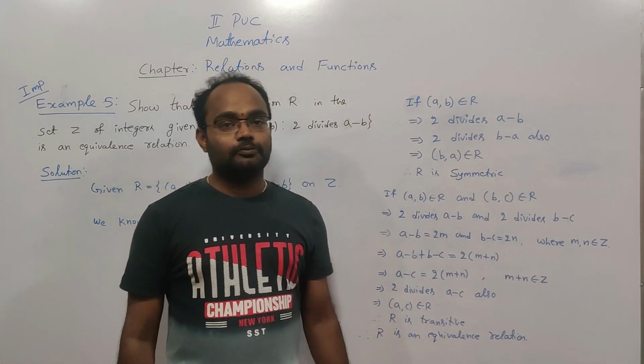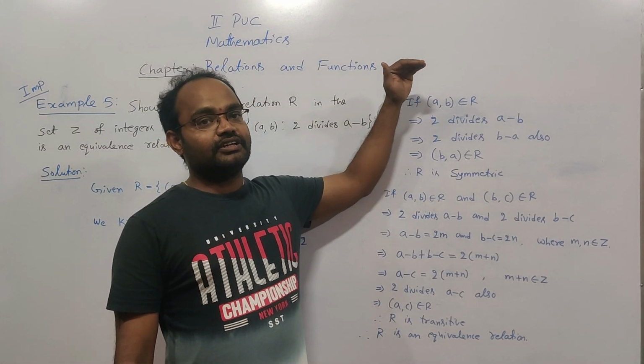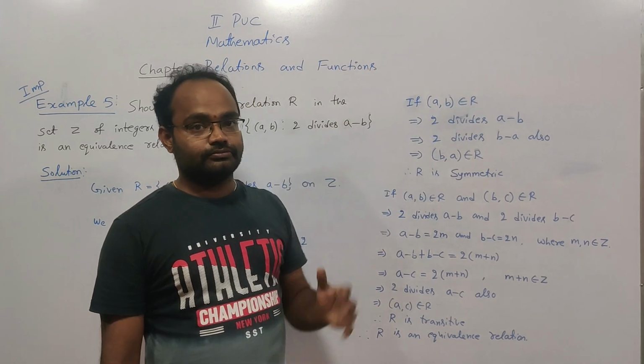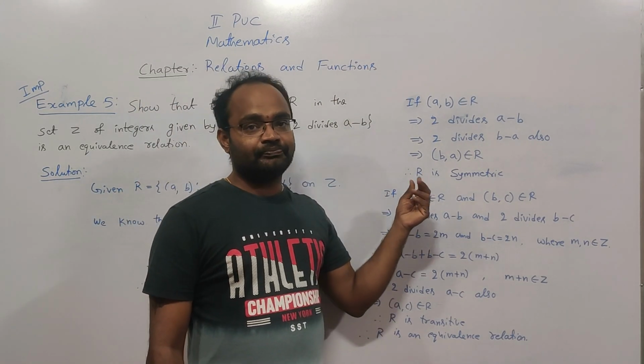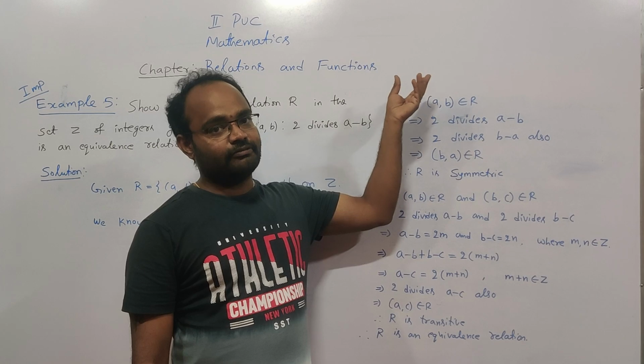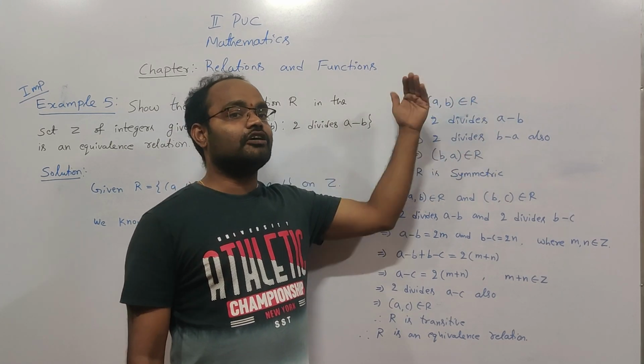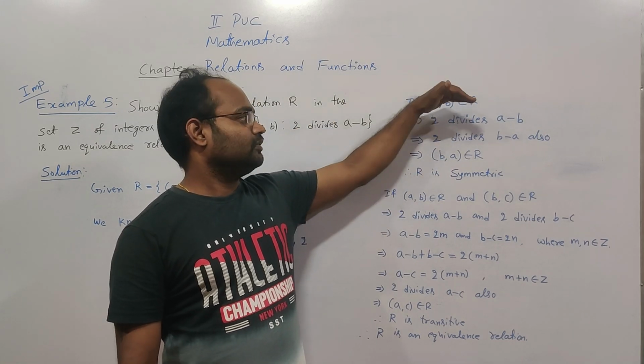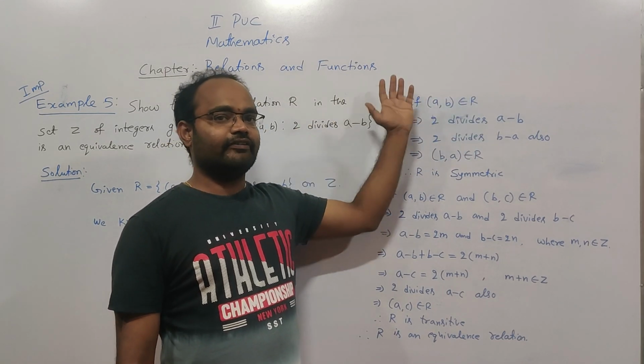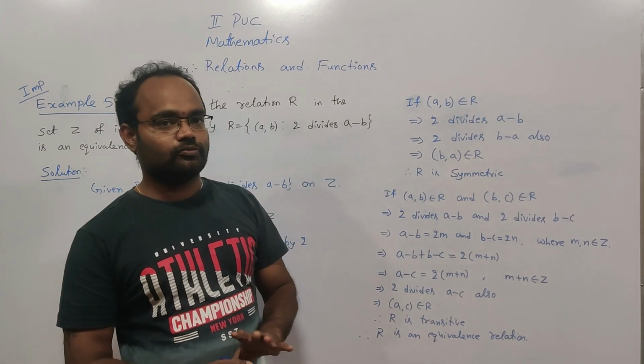Next, what we have to prove? We have to prove that relation is symmetric also. Symmetry ಹೇಗೆ prove ಮಾಡೋದು? We have to consider one element, one ordered pair in the relation. We have to prove that that reverse ordered pair is also in the relation. ಅಂದ್ರೆ ಒಂದು ordered pair ತಗೊಂಡು ಅದರ reverse pair ಕೂಡ relation ಅಲ್ಲಿ ಇದೆ ಅಂತ ಪ್ರೂವ್ ಮಾಡಬೇಕು.